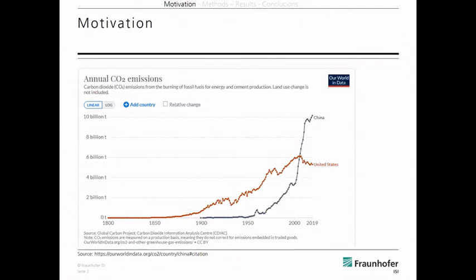So why do we focus on China and why climate neutral? We can see here the annual CO2 emissions of China and the United States. And we see that in 2005, China exceeded the United States in CO2 emissions. So from a modeler's perspective, this is highly interesting. And for us to calculate climate neutral energy systems from a system which is so based on coal, it's really interesting. So this is why we based our modeling on China.